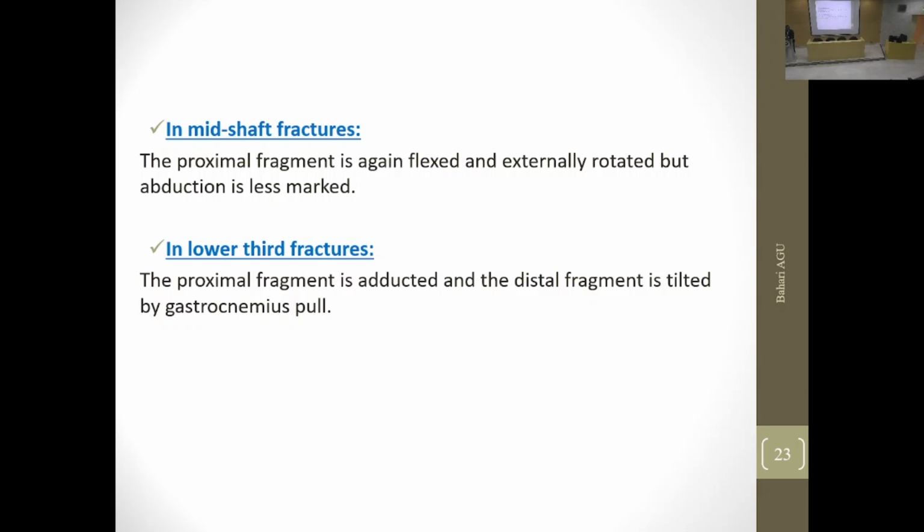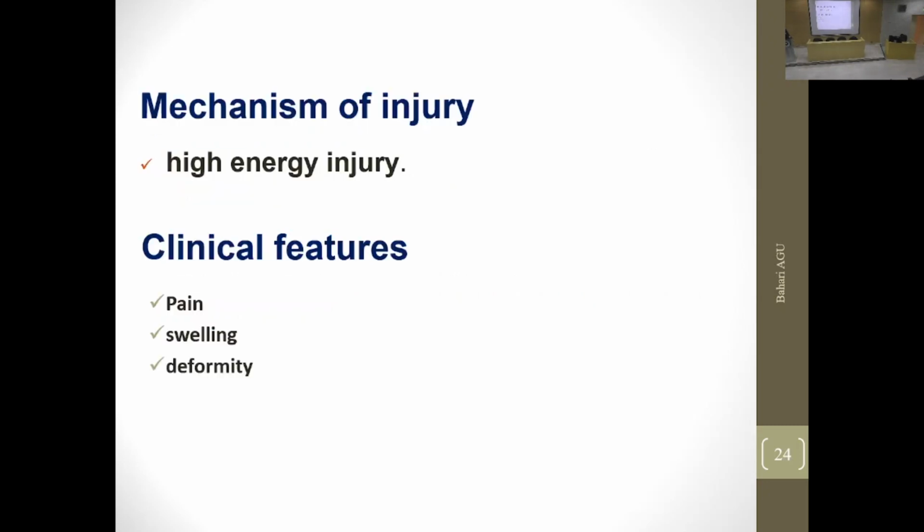This is why we need to check the pulse of the popliteal artery, because that fragment will go posteriorly, maybe affecting and kinking the popliteal artery. We need to check that the popliteal artery is intact by putting our hands on the dorsalis pedis or on the posterior tibial artery distally to see whether there is intact blood supply or not.